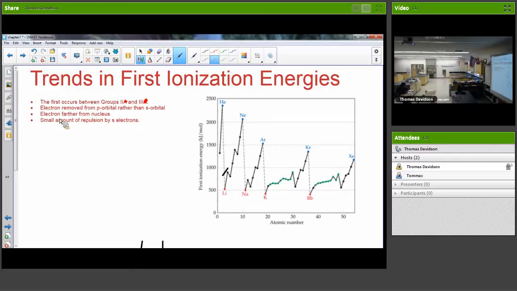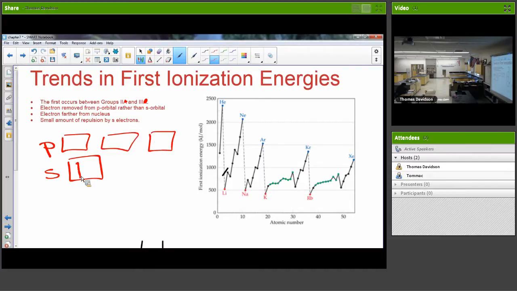The electron is farther from the nucleus, all right, and it also has small amounts of repulsion by s electrons. Okay, so what we're saying is we have s, we have p, doesn't matter the number, but what we're saying is that these two are normal, and then we get up here.